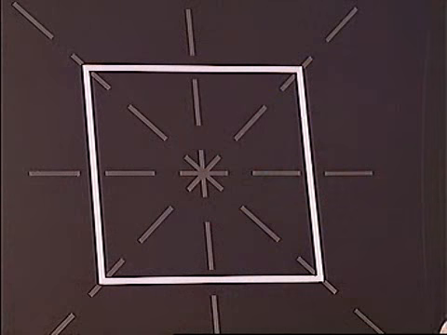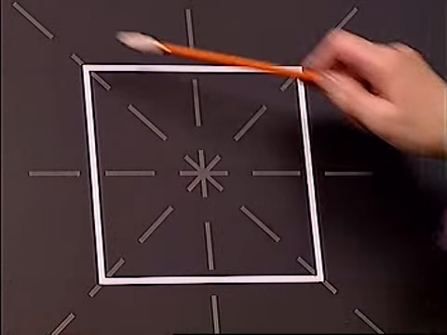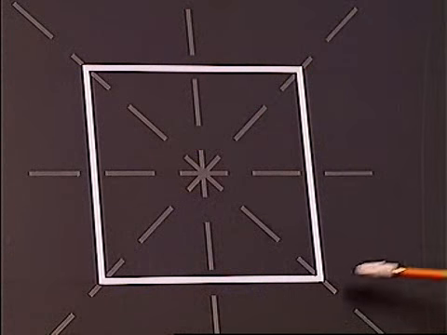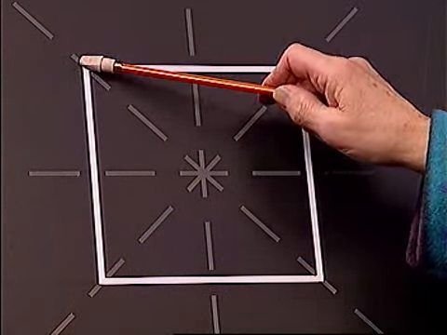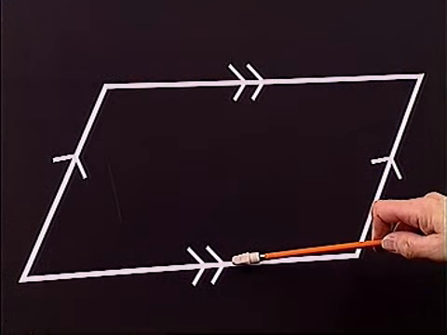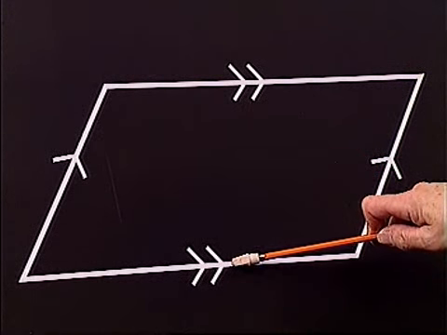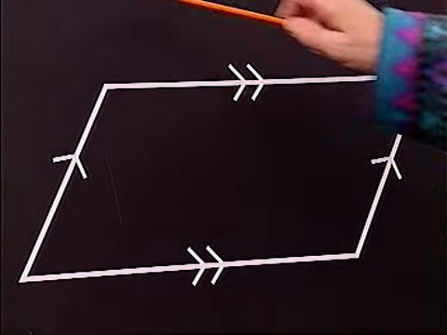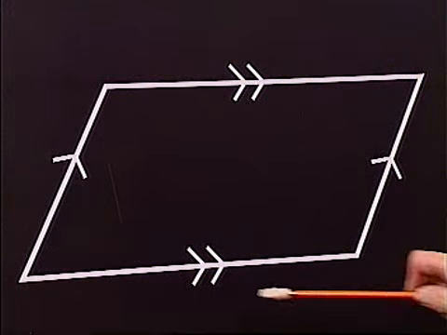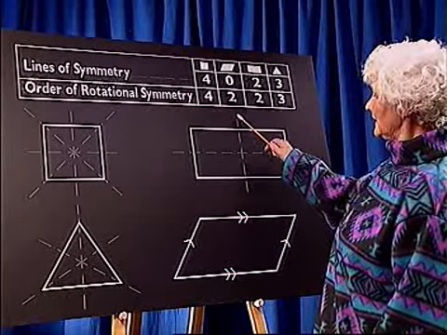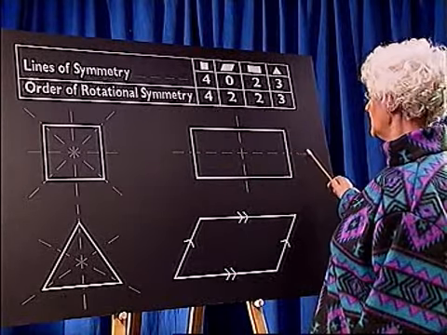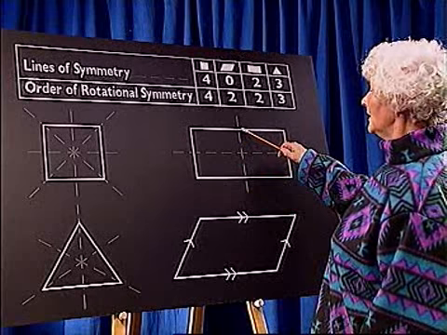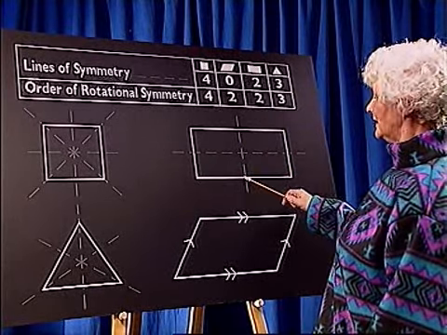A square has 4 lines of symmetry, and the order of rotational symmetry is also 4. A parallelogram has no lines of symmetry, but the order of rotational symmetry is 2, as it can turn through 180 degrees and back to its original position. The rectangle has 2 lines of symmetry, and like the parallelogram, the order of rotational symmetry is 2.